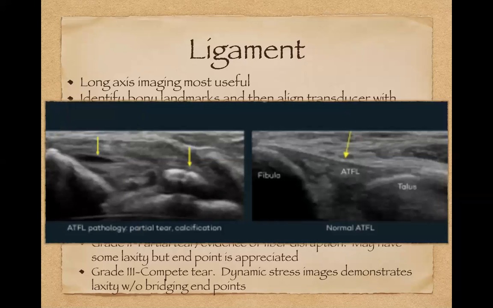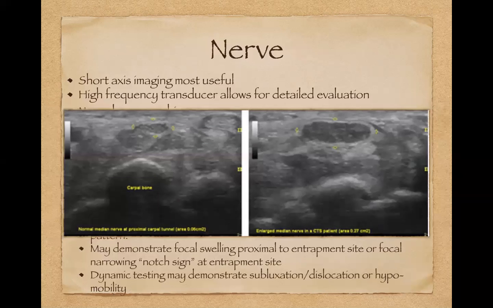And here we have an ATFL. On the right is the normal structure. On the left, you have this intrasubstance tear, partial tear with a calcification. And you can see the loss of your normal fibrillar pattern that you expect to see with a tendon. Or ligament, sorry.